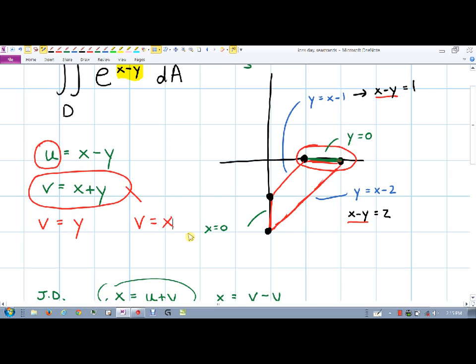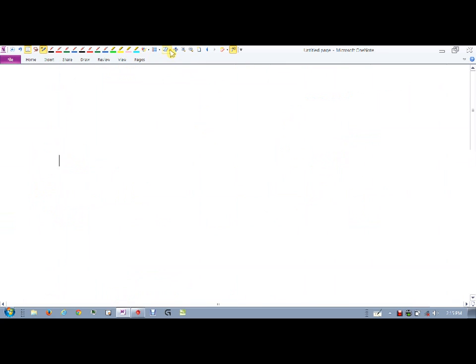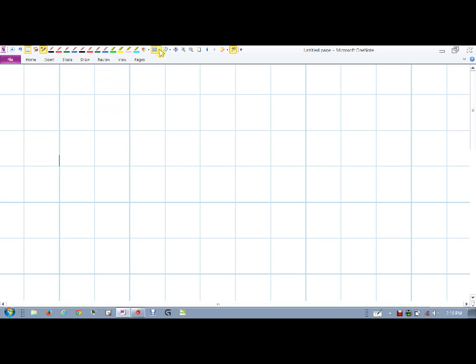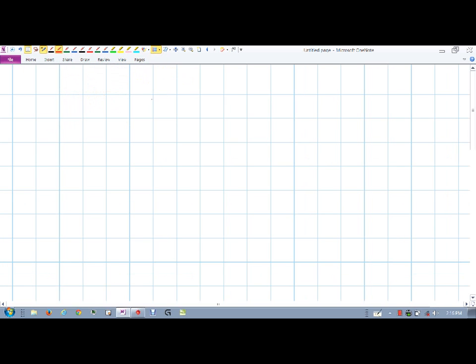Let me try something, a little different approach to help us see what's going on here. This might be a lot easier to see. Give me a second. We are trying to convert that weird region into a rectangle, aren't we? So if this is u and this is v, what did we just say u had to be between? -1, right? And -2.